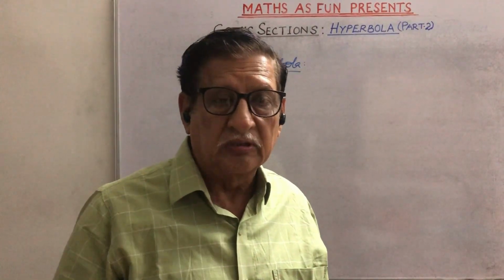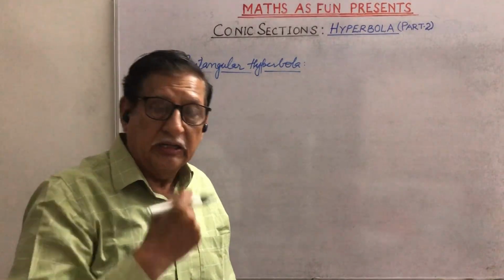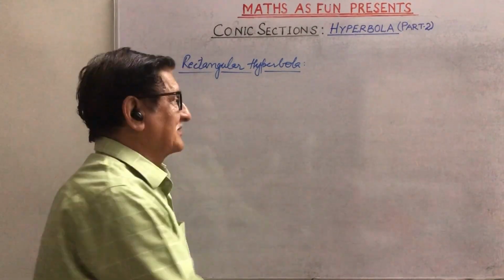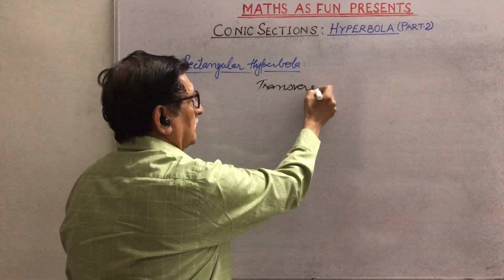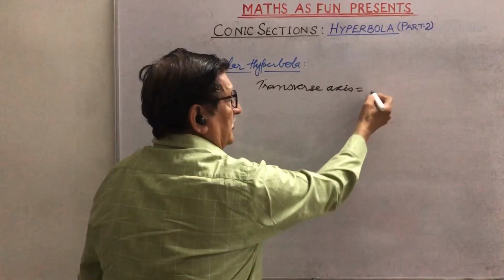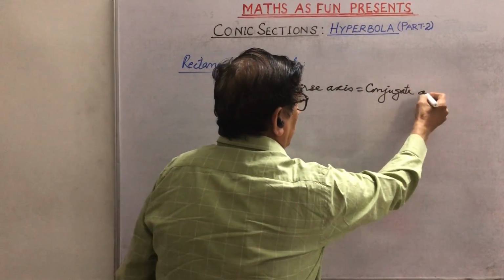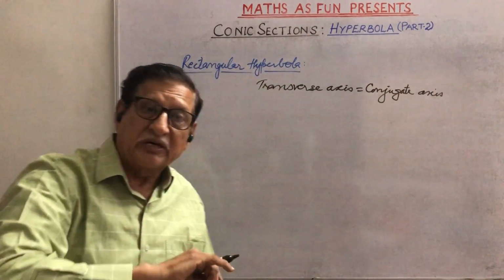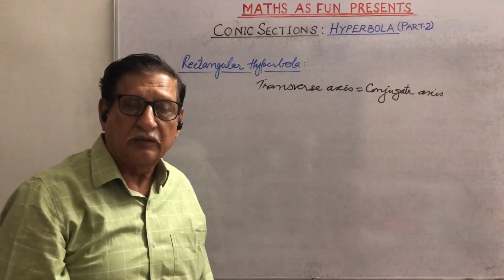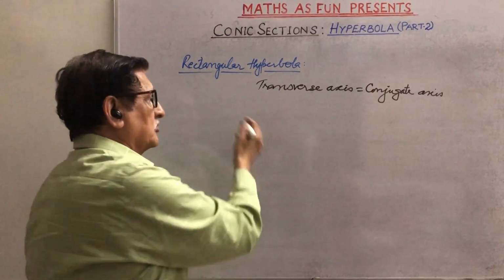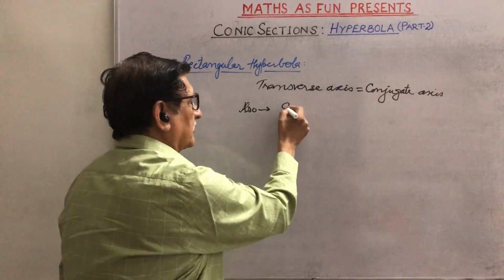Now we learn about the rectangular hyperbola. What is a rectangular hyperbola? In case we find that a hyperbola is such that the transverse axis is equal to the conjugate axis, it means the length of both the axes are equal, then we say it is a rectangular hyperbola. This also is known as the equilateral hyperbola.